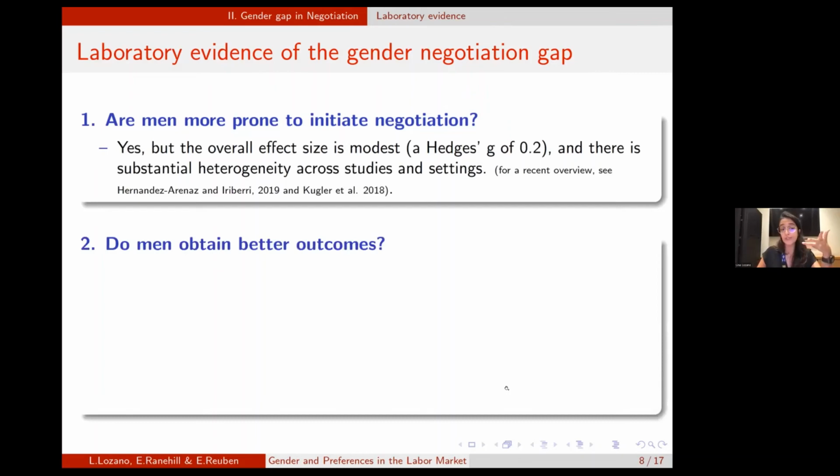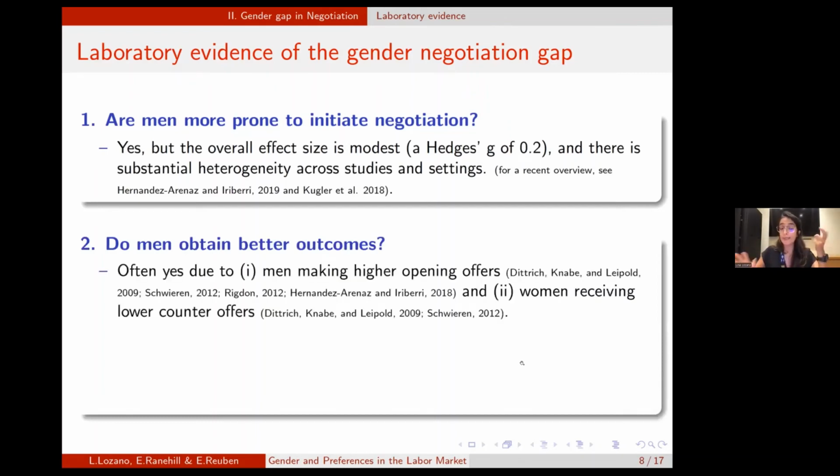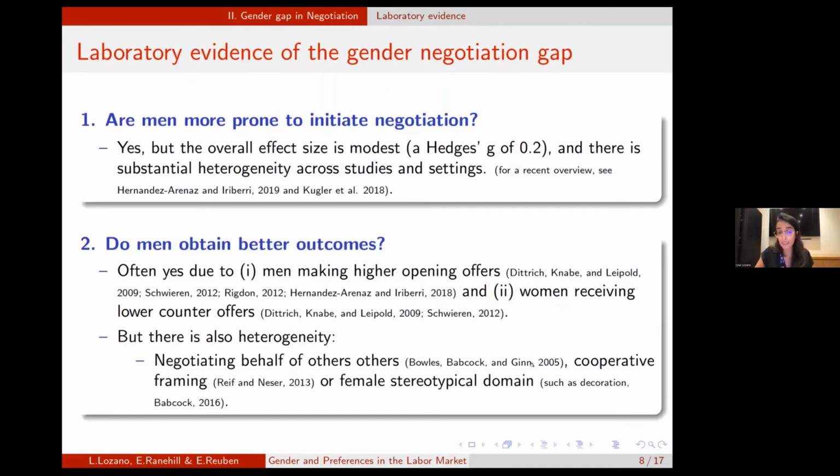Now, the second question is whether men obtain better outcomes when they negotiate, and it's often the case, and this is mainly due to two things. First, that men make higher opening offers, and also women receive lower counteroffers in the bargaining process. However, here we also have some heterogeneity across studies. For instance, this result does not hold when women negotiate on behalf of others, or when the negotiation environment is framed as a cooperative kind of setting or a female stereotypical domain.